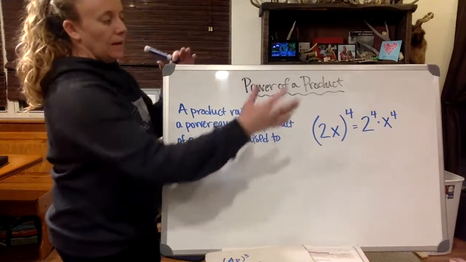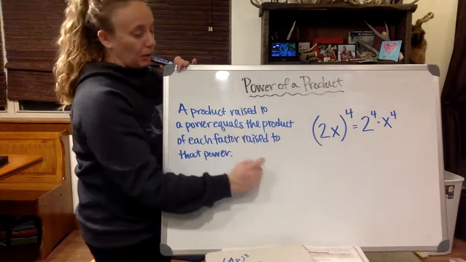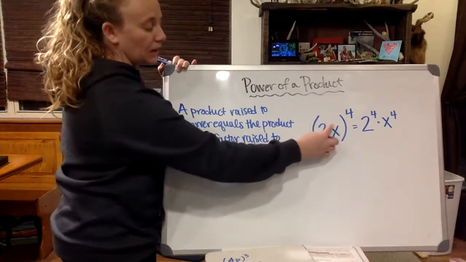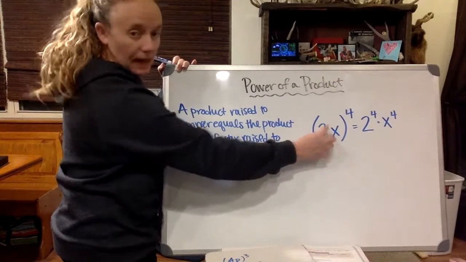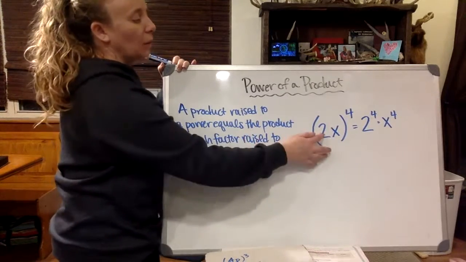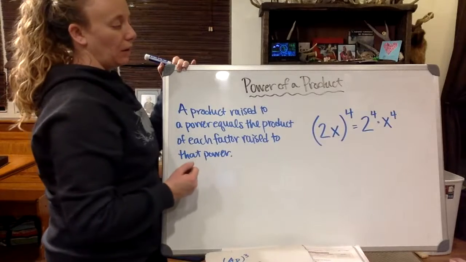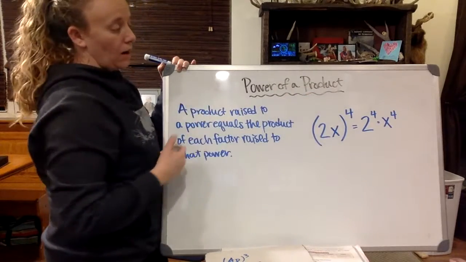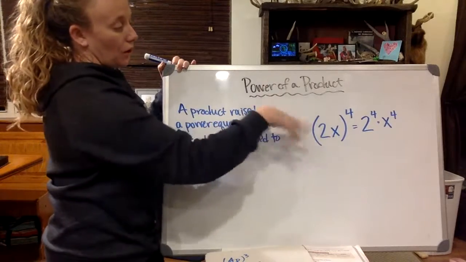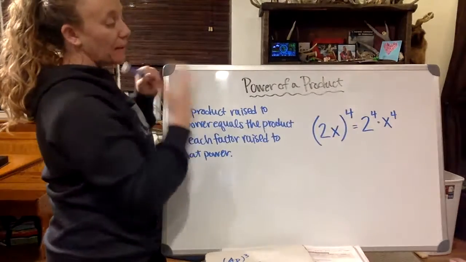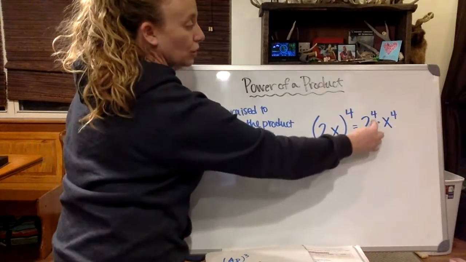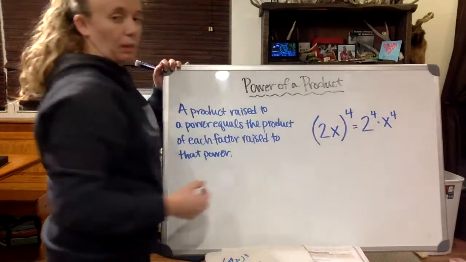So essentially, looking at this example, we have a product of two bases, 2 times x. That's essentially what we see when we have a coefficient in front of our variable. 2 times x, both of them are raised to the 4. They are both dealing with that 4 somehow. That means essentially we can rewrite this as 2 to the 4th power times x to the 4th power.